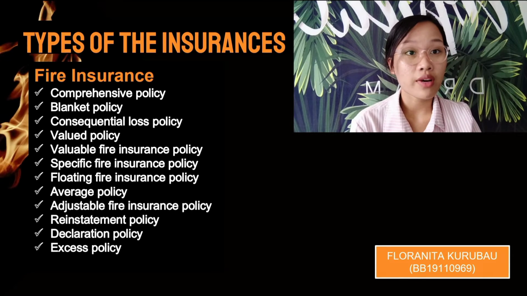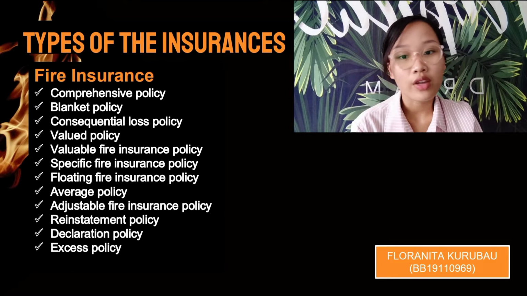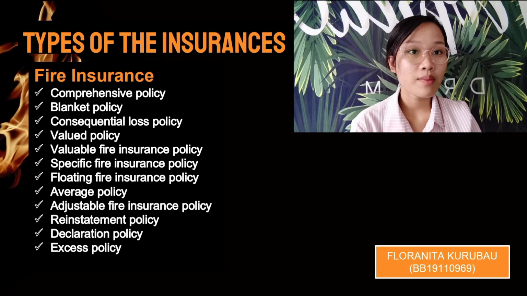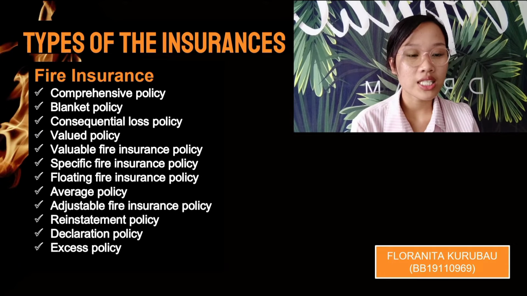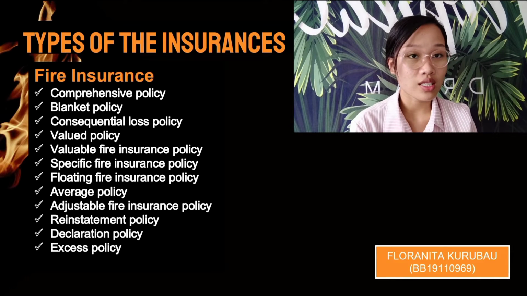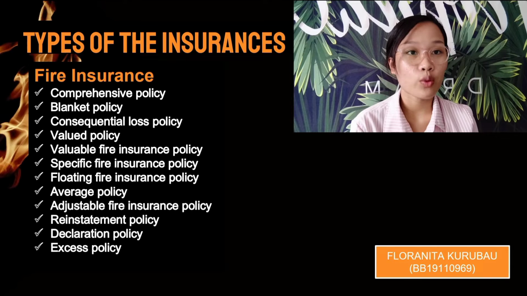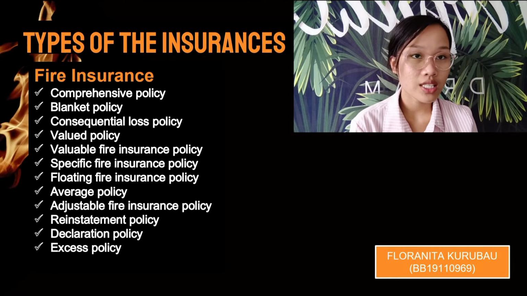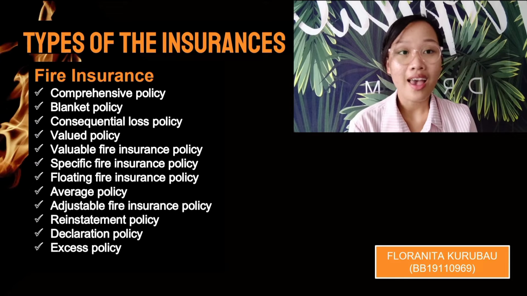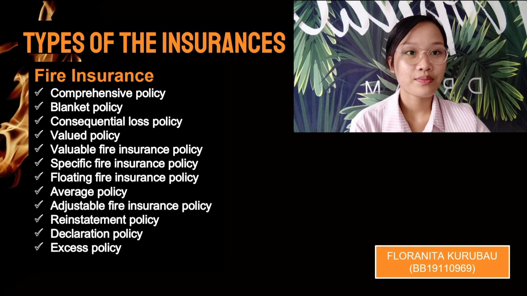I am going to present about the types of insurance. Types of insurance are divided into two: fire insurance and homeowner insurance. The types of fire insurance are comprehensive policy, blanket policy, consequential loss policy, valuable fire insurance policy, specific fire insurance policy, floating fire insurance policy, average policy, adjustable fire insurance policy, reinstatement policy, declaration policy, and excess policy.